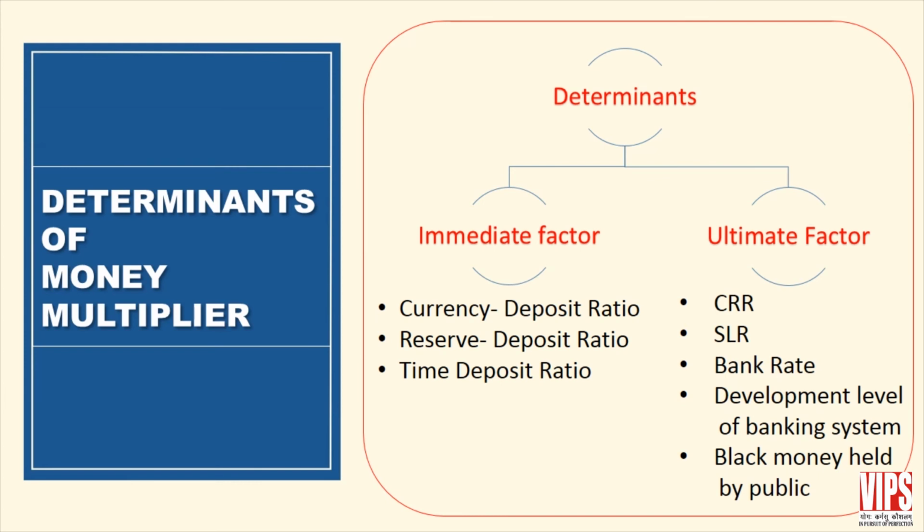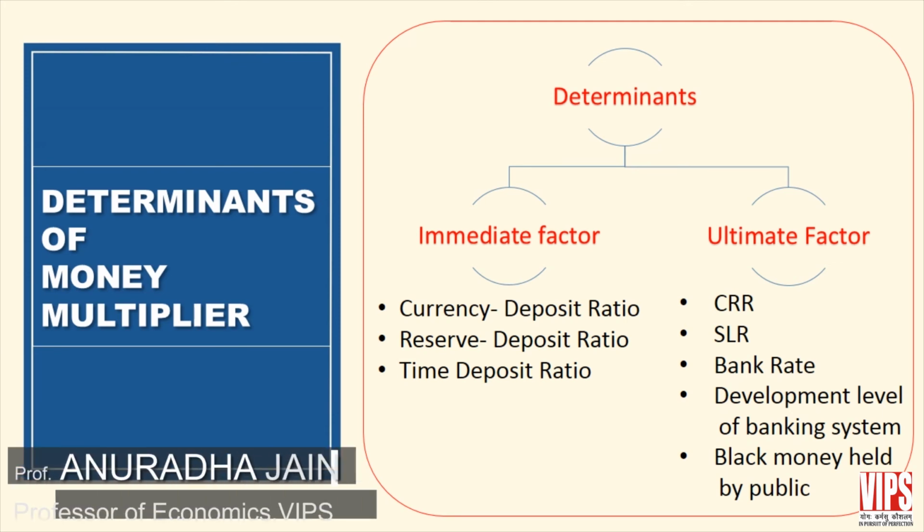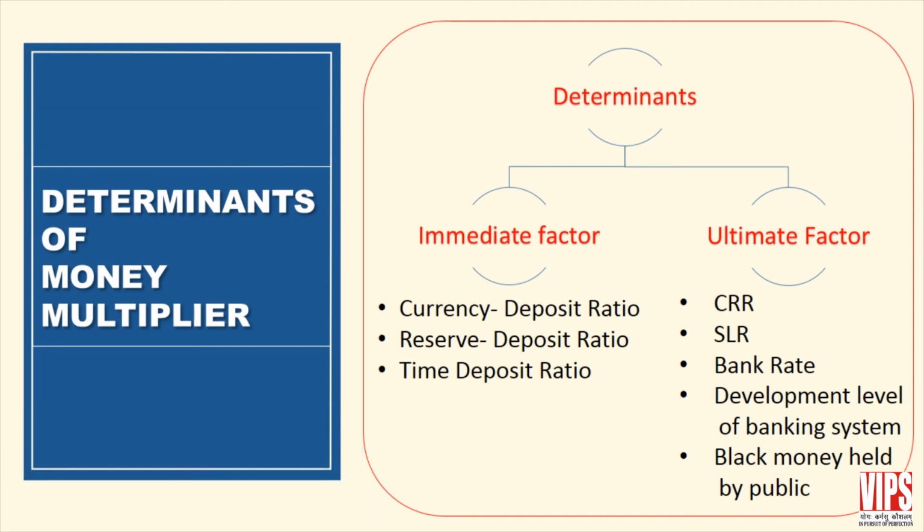Similarly, it also depends upon the development level of the banking system. The more bank branches are available, and the more people are habituated to the banking system, the multiplier will increase, because they frequently visit the bank and deposit their savings with the banks instead of holding money with them. Black money held by the public also influences the money multiplier: the more the black money, the less will be the multiplier in the economy. So these are the various factors which affect the money multiplier, and if the money multiplier is affected, it will affect the money supply in the economy.